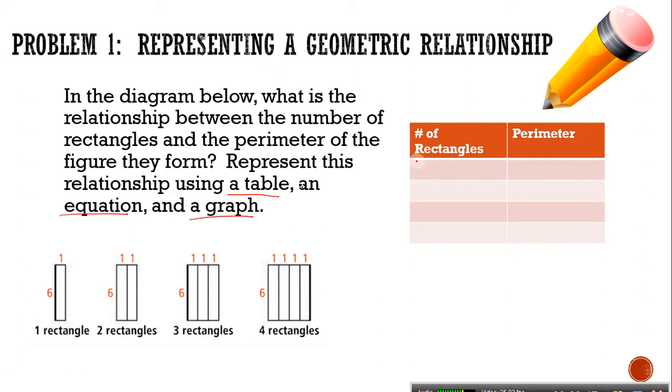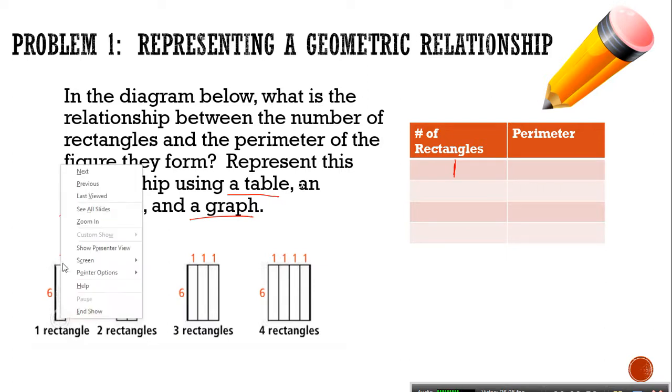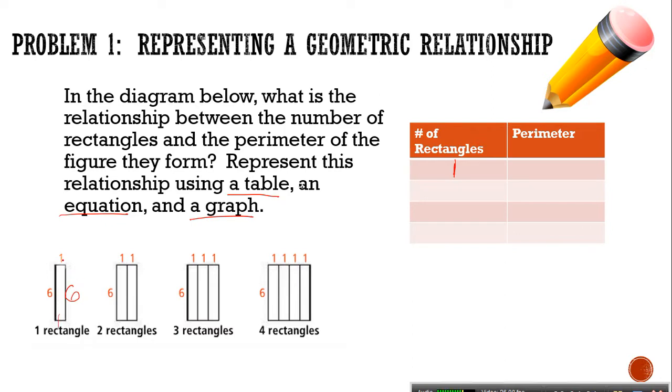So my table, I have one rectangle in my first part. Now my perimeter is all sides added up. So this is 1. This other side here has to be 6. And so does this have to be 1. So I'm going to add this up: 1 plus 6, 7, plus 1, 8, plus 6, 14. So my perimeter is 14.